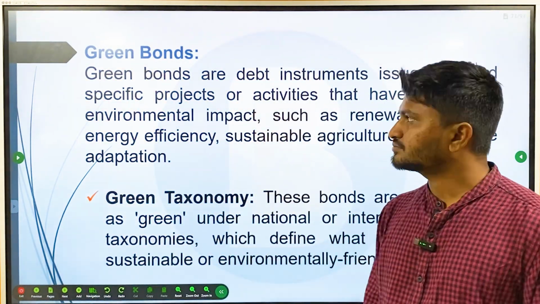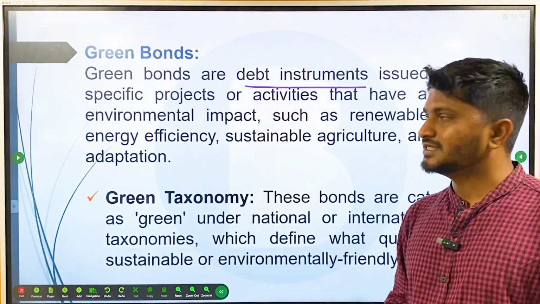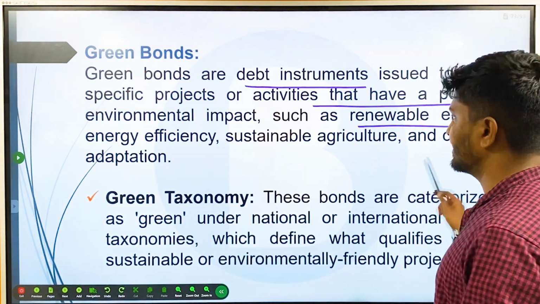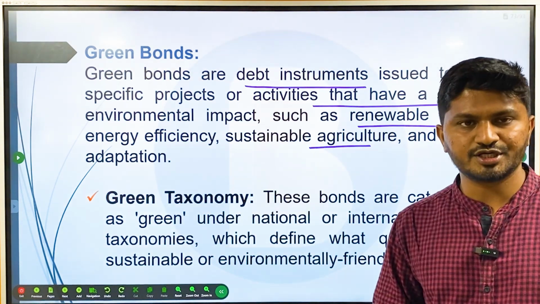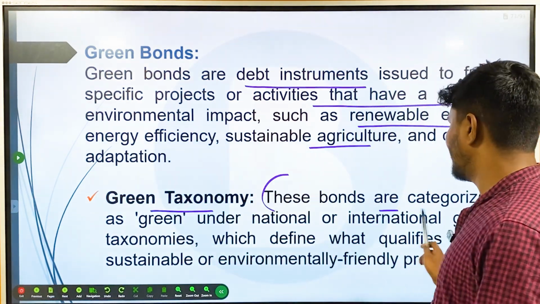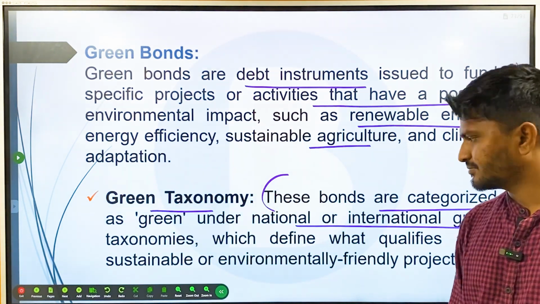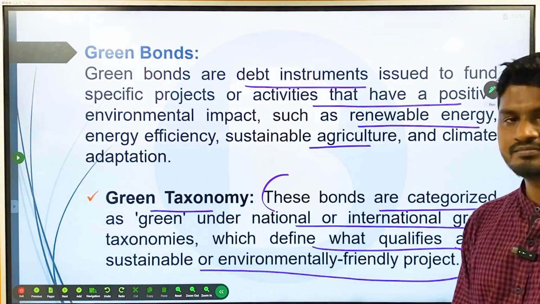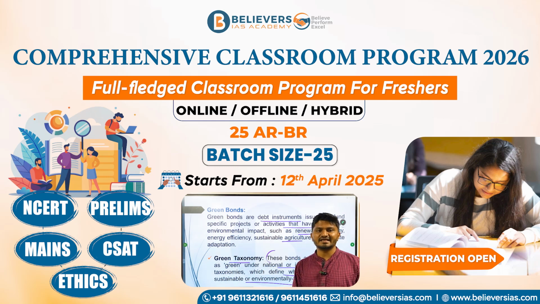So green bonds are debt instruments issued to fund specific projects or activities that have a positive environmental impact, such as renewable energy, energy efficiency, sustainable agriculture, and climate adaptation. Then the green taxonomy. These bonds are categorized as green under the national or international green taxonomies, which define what qualifies as a sustainable or environmentally friendly project. So we have to first understand what activities constitute green activities.